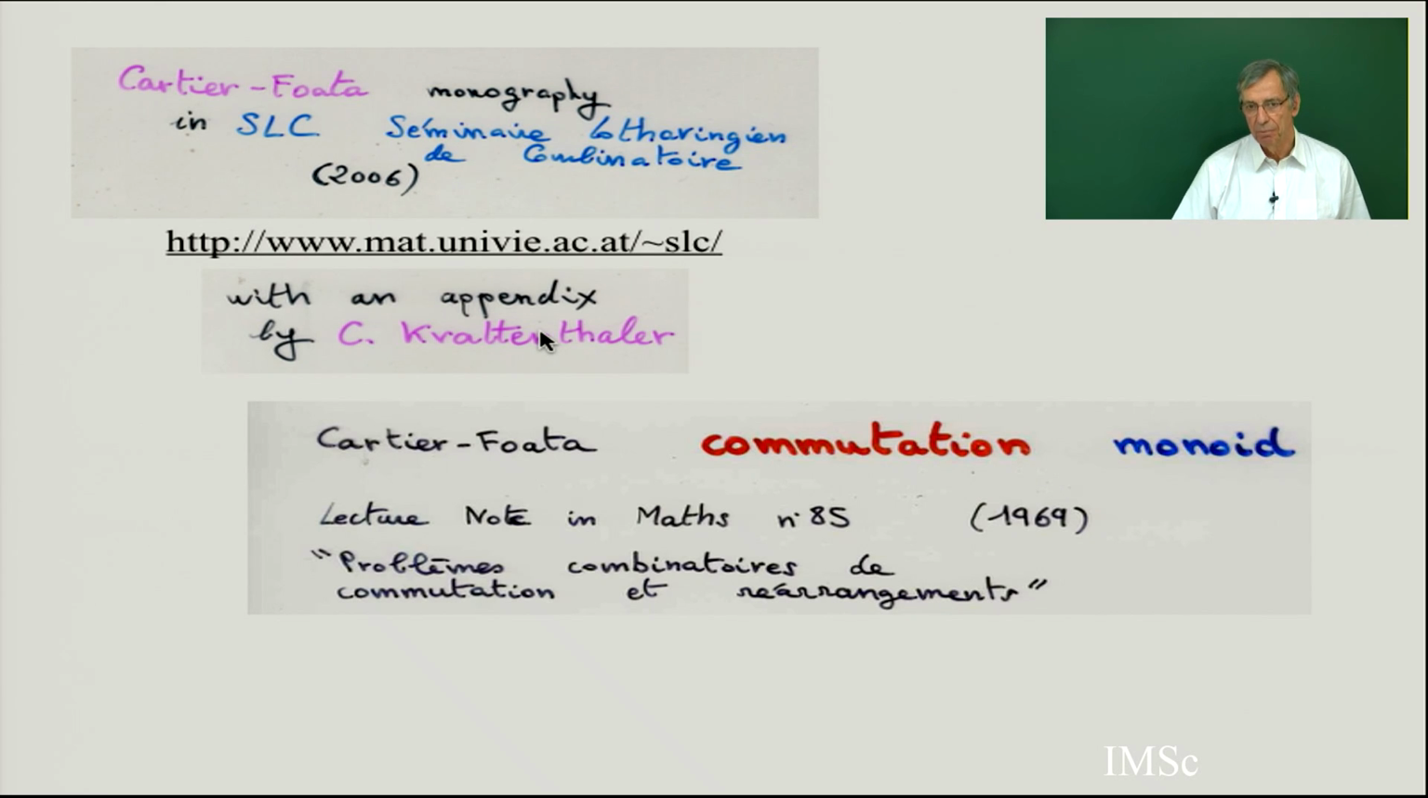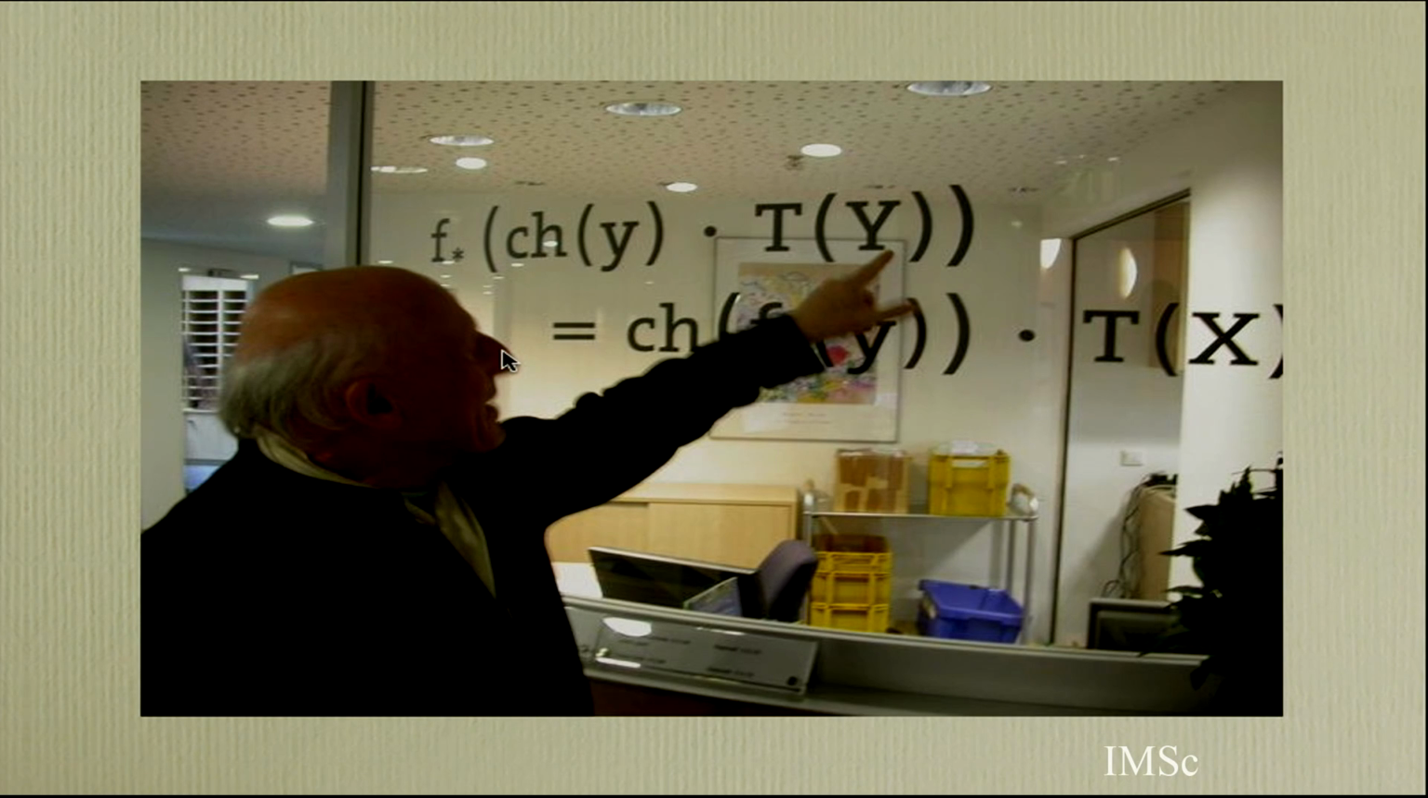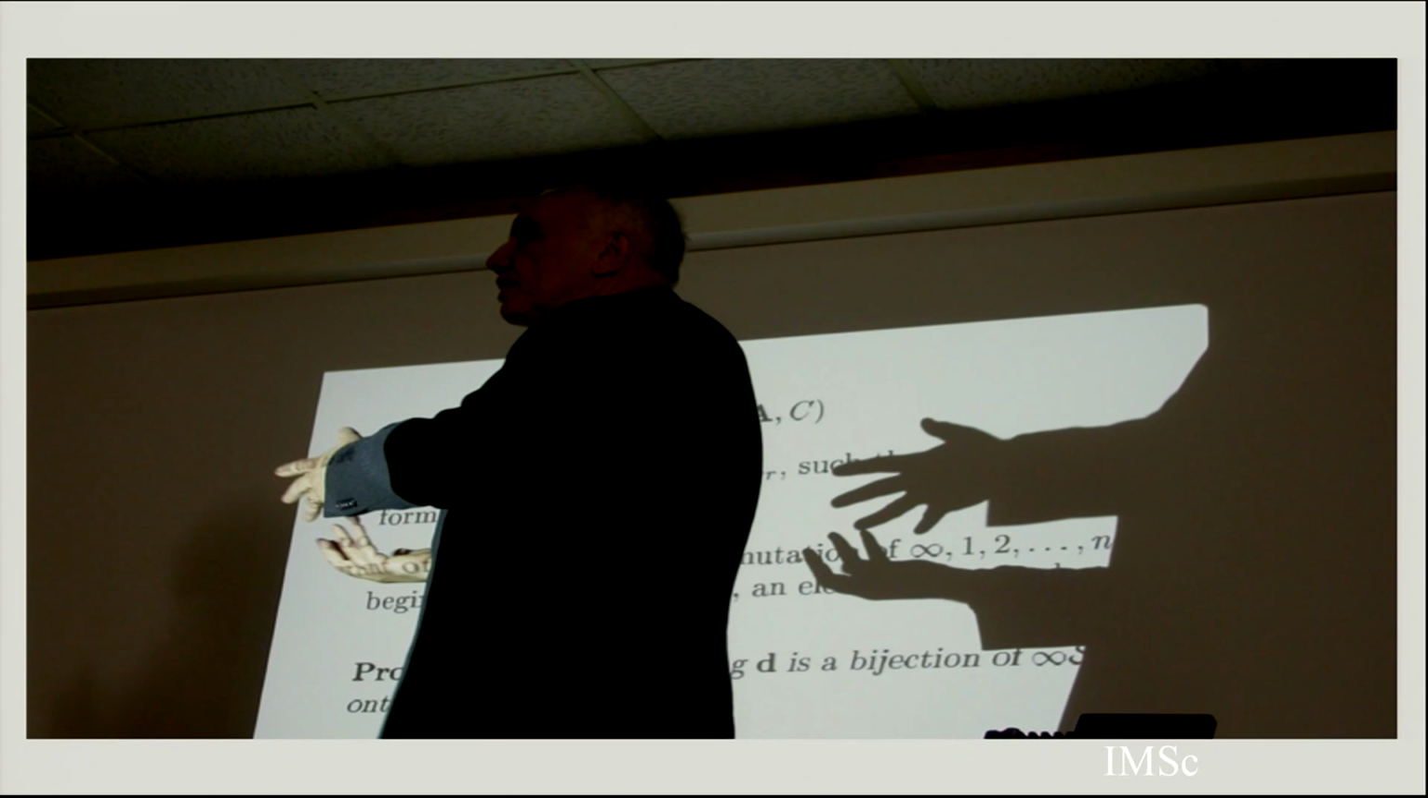So Cartier-Foata. Here is a picture of Cartier at the Max Planck Institute showing a formula. This is a Grothendieck formula. I don't understand anything of this formula, but you can look at it as a piece of art. This is Foata in a lecture, and you see in his hand, he's taking the infinite, l'infini dans la paume de la main, like there is this famous poetry about the universe, and you see the bijection. There will be many bijections in this class.